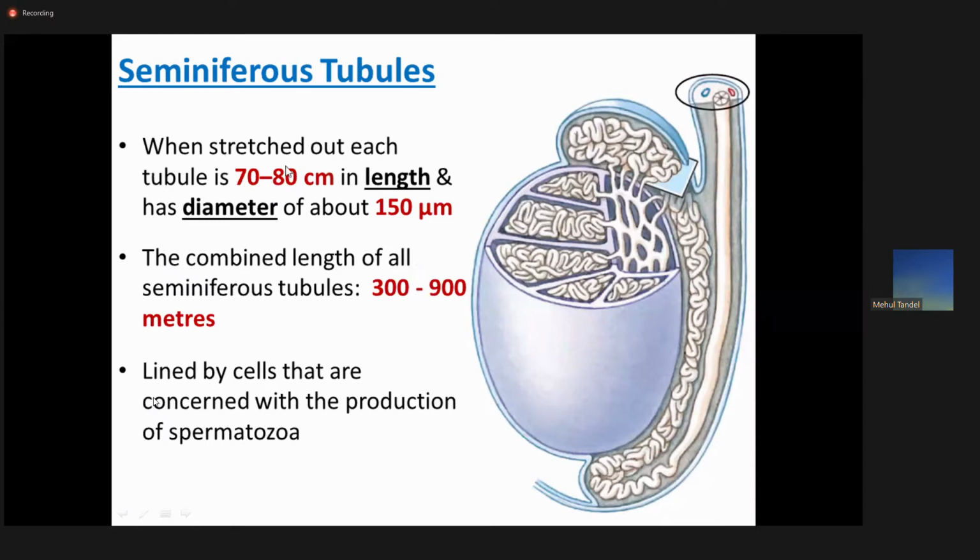When stretched out, or uncoiled, each tubule is about 70 to 80 centimeters in length and has a diameter of about 150 micrometers. The combined length of all seminiferous tubules is 300 to 900 meters, and they are lined by cells concerned with production of spermatozoa. So that is about the seminiferous tubule.